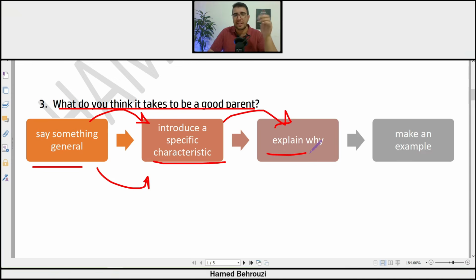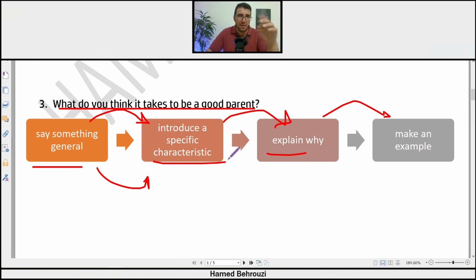Explain. Children can sometimes be overwhelming and can put a lot of pressure on parents. So if parents were impatient, they wouldn't be able to manage their life or manage their children's life, something like that. Then make an example.